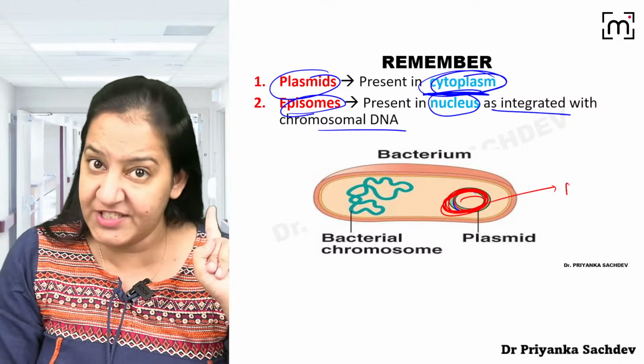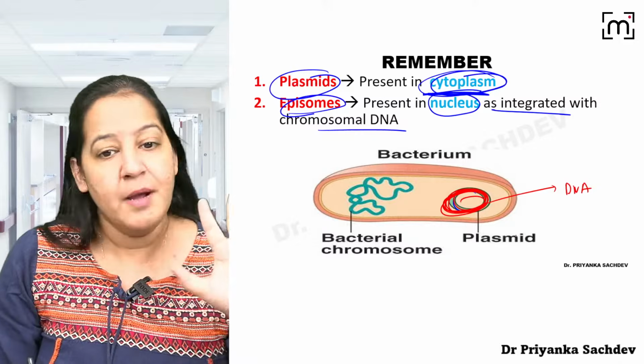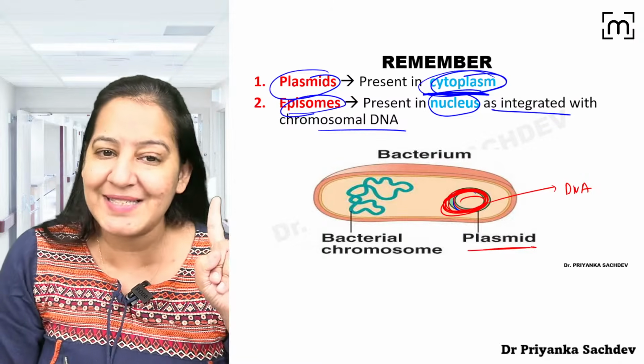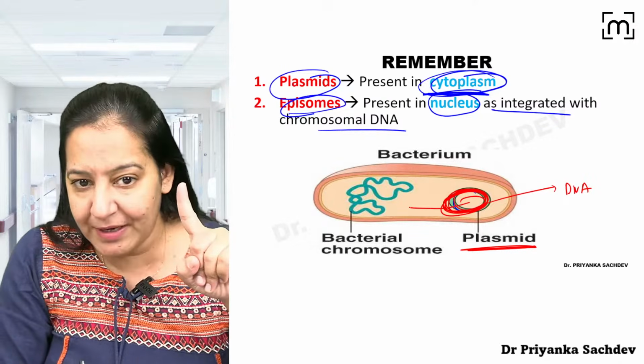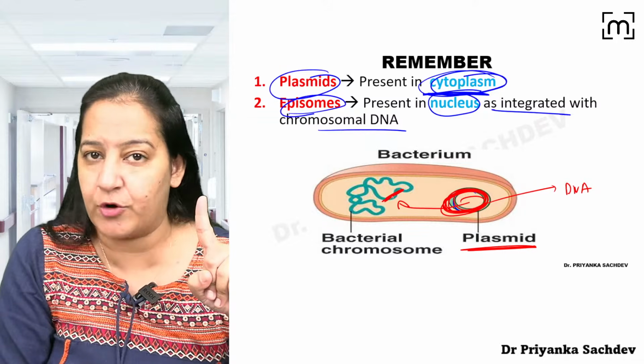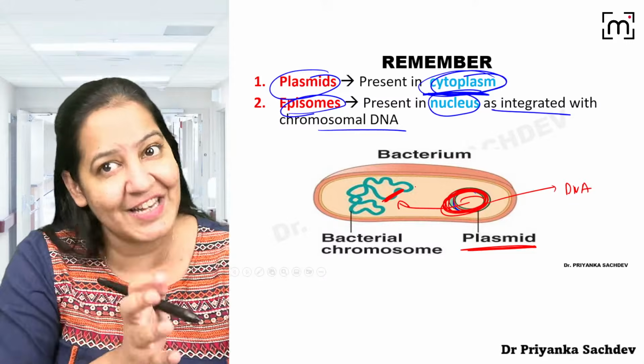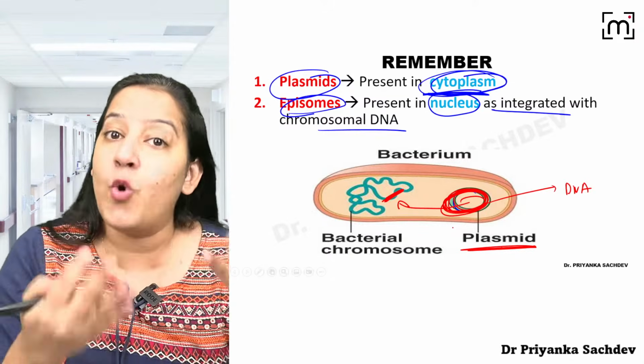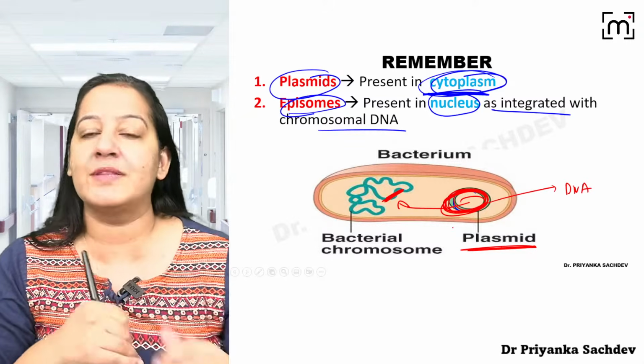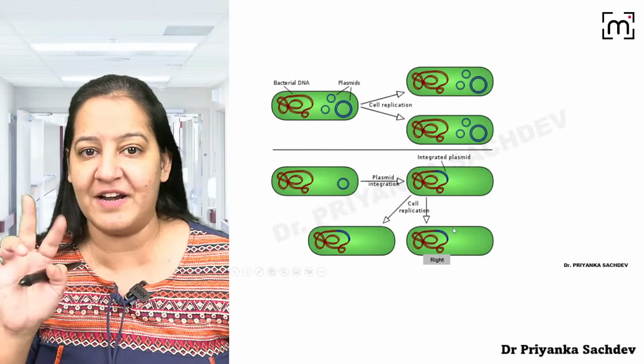It is DNA. It is genetic material. It is DNA in nature, but it is not a chromosome. That's why it is known as plasmid. And if this plasmid goes here and integrates with the chromosome, it is not a chromosome, it is integrating with the chromosome. So it is present in the nucleus. So the same plasmid will be known as episome. Give me a thumbs up everyone on this point if you got the difference between the plasmid and the episome.